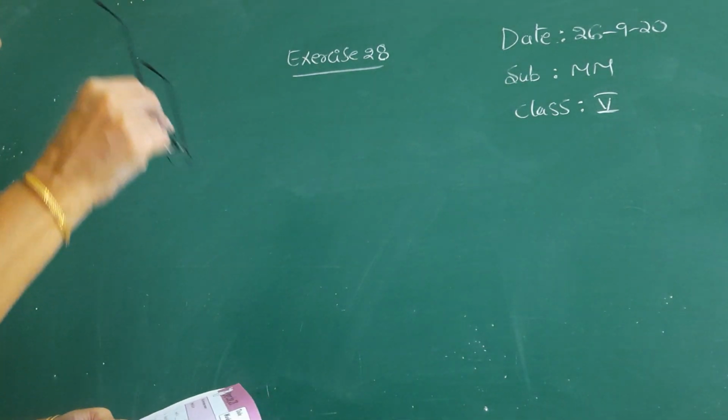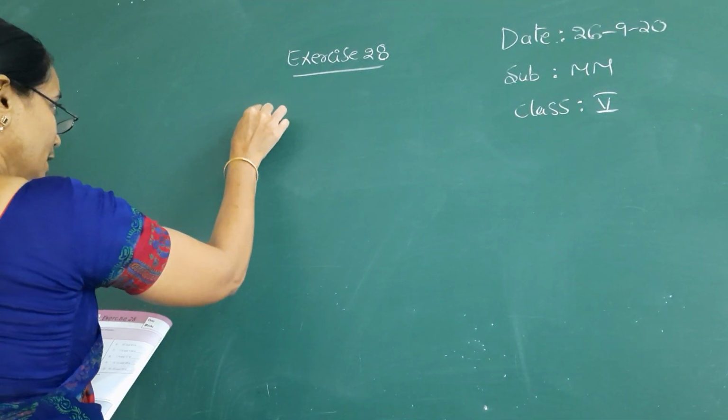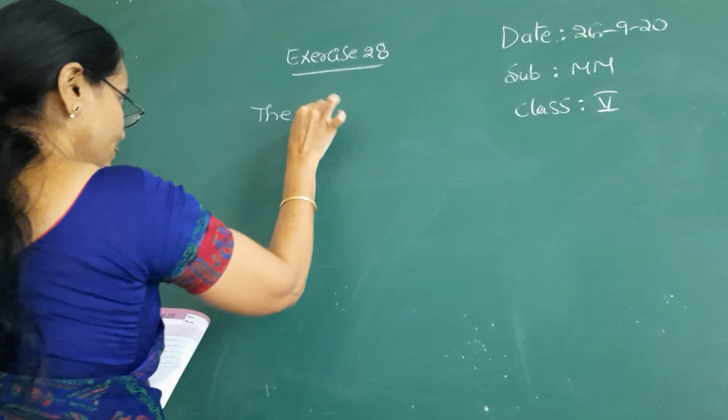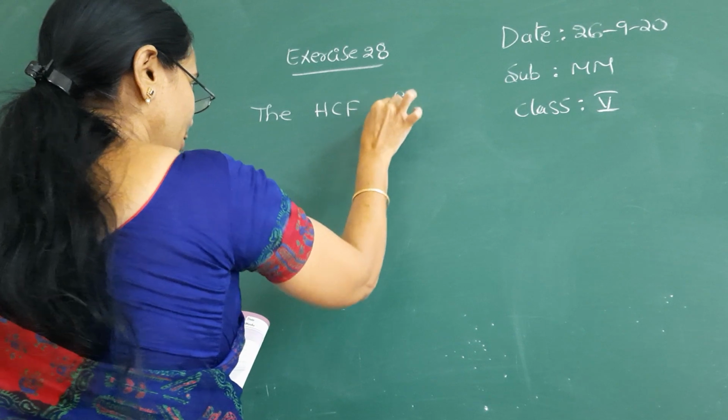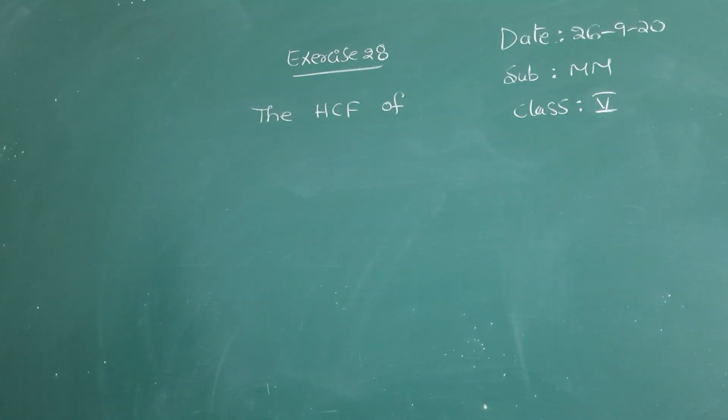Good morning children, today I am going to explain exercise 28. Here in this question they are asking to find the HCF of the given numbers. So already you know the meaning of HCF, it is the highest common factor of the numbers. Already you know the process of how to find the HCF.